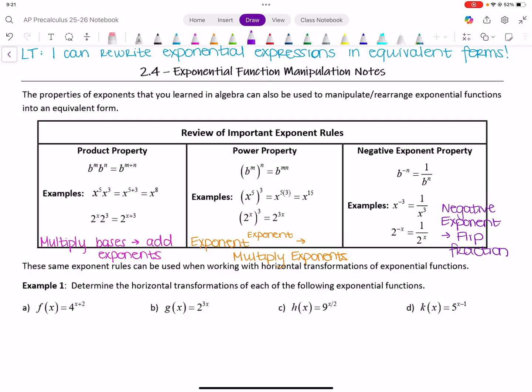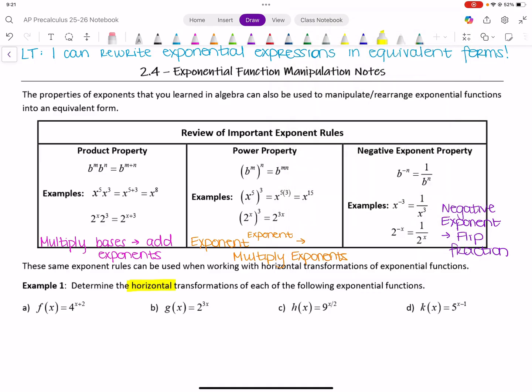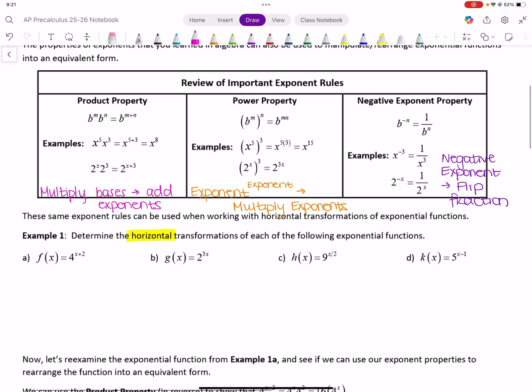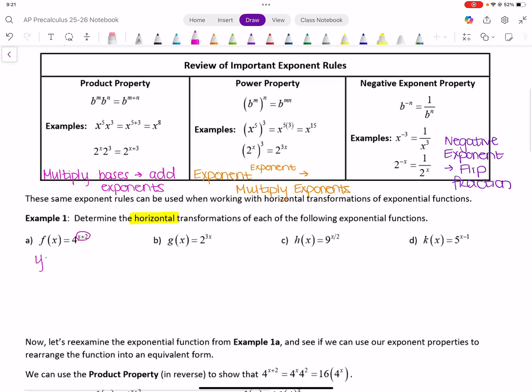We are determining the horizontal transformations of each of the following exponential functions. So we want to look at what is happening horizontally. So looking at example A, we can see that in our exponent we have x plus 2, and we know that x is backwards. So this means that our function was shifted left 2. Our original function would have been y equals 4 to the x, and as we said, that has been shifted to the left 2 units.